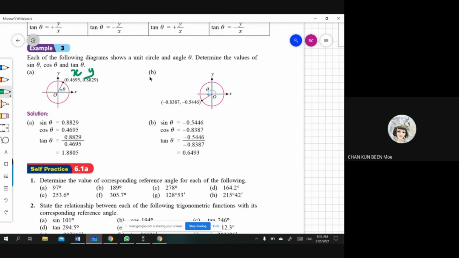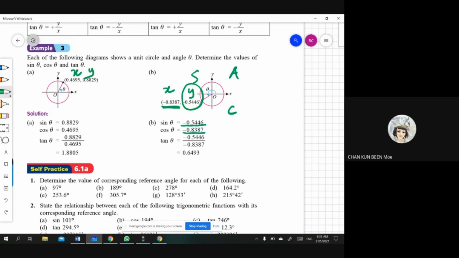Now we move to question B over here. This is the third quadrant. So third quadrant, A, S, T, C, tangent is positive. You just bear in mind. Now we want to find sine for that quadrant. You're given the x and y coordinates already. So sine is equal to the y coordinate, which is negative 0.5446. Cos is equal to the x coordinate, which is negative 0.8387.